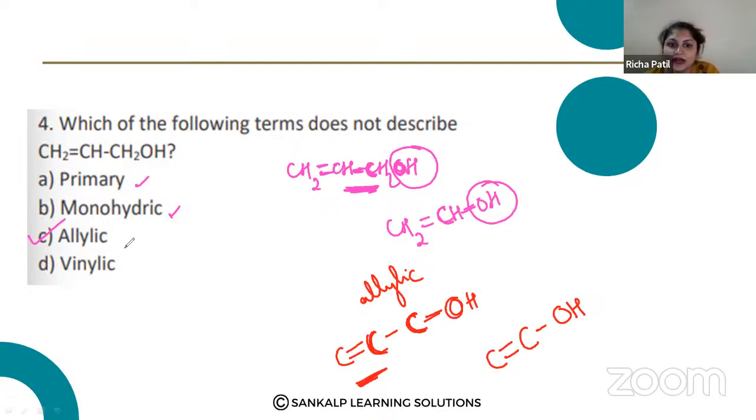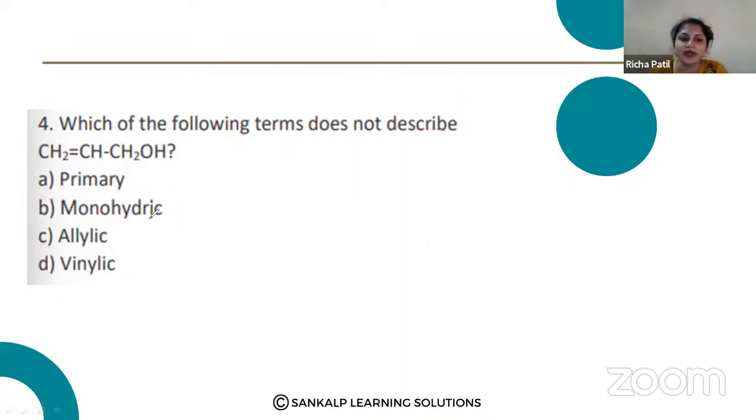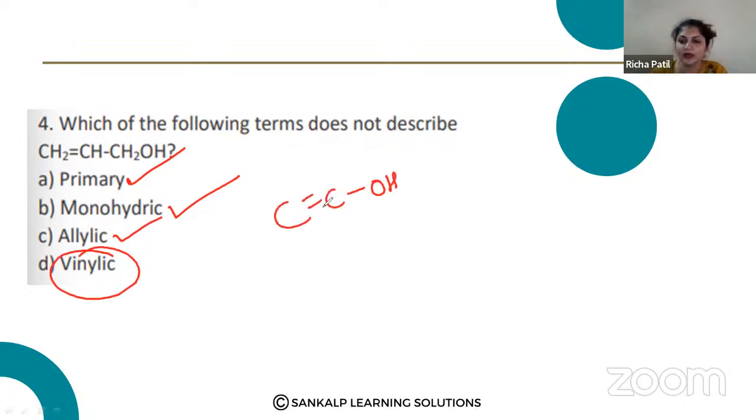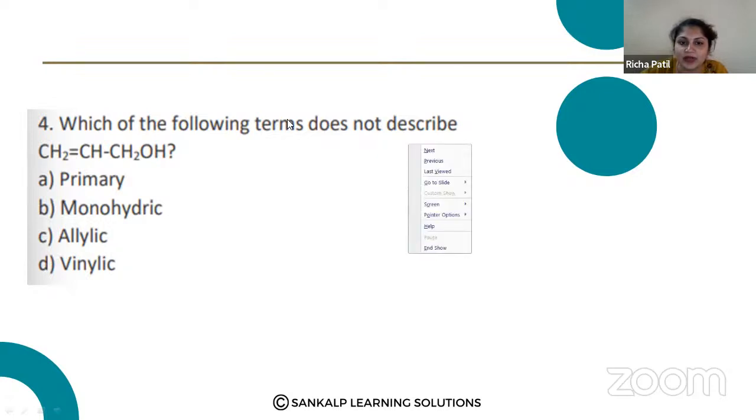Okay, it is what terms does not describe, right? So allylic also is correct, right? Allylic is also correct. So it is not vinylic. The correct answer is D. Yes, the answer is D. So it is describing primary alcohol. It is describing monohydric. It is describing allylic. So it is not vinylic. Vinylic means OH is attached to the carbon of a carbon-carbon double bond. So this molecule which we had discussed now, it is having the allylic carbon, right? So it is D. D is not describing the molecule.